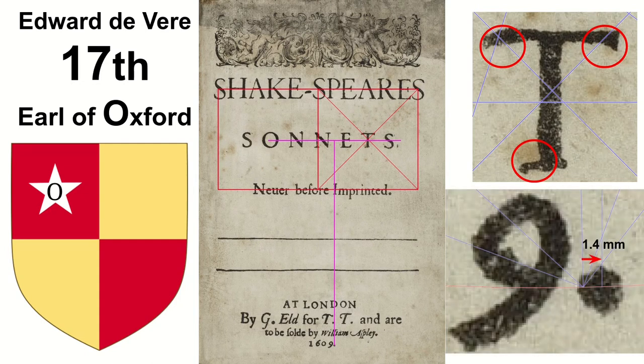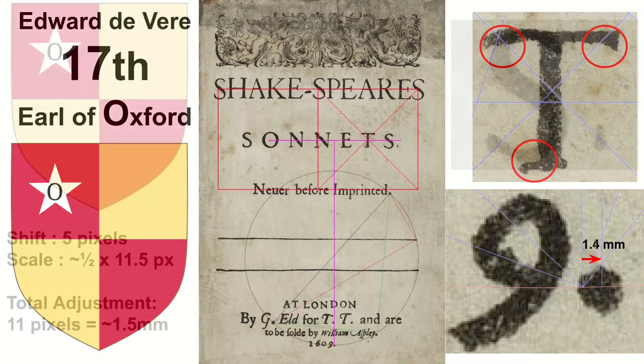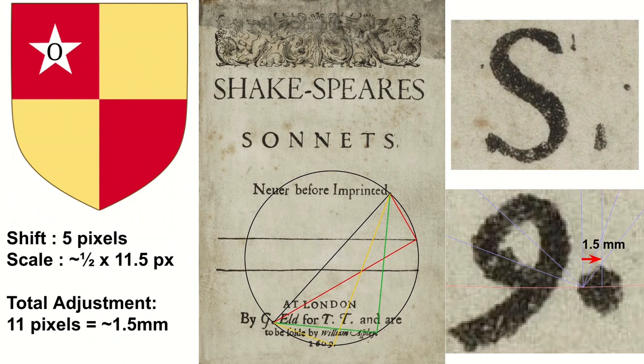Right now, we're going to use this line here, and we're going to derive it by taking the x-coordinate of the phi triangle and shifting and scaling it by the 5 pixels and then half of the 11 pixels, in order to move it about 1.5 millimeters. So I'll say 1.5 there.